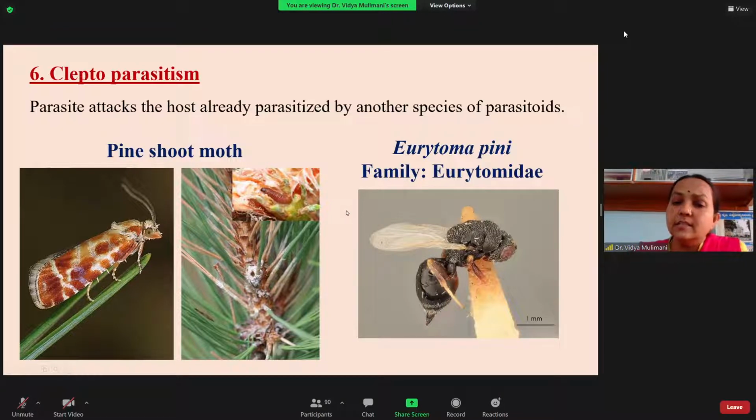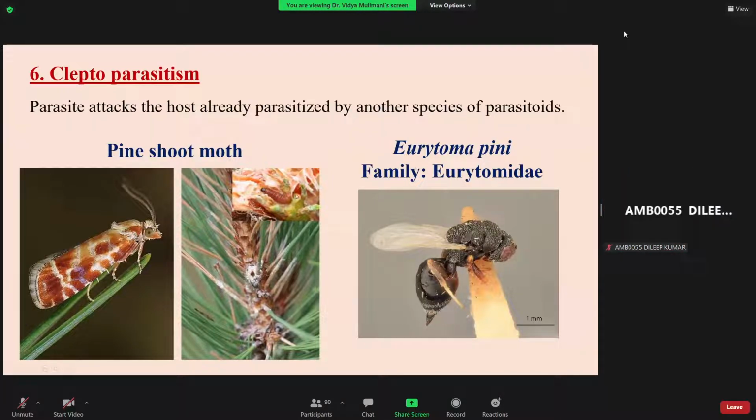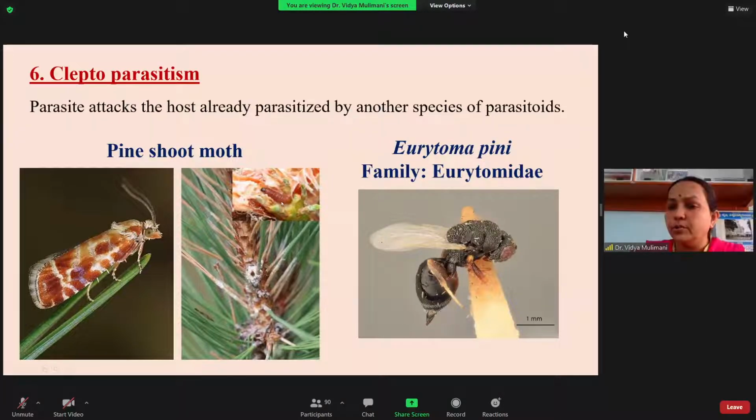So these are the 6 kinds of parasitism that you find in the case of parasitoids. Did you get what kleptoparasitism is, students? That means Eurytoma will not attack the larvae of the pine shoot unless it is attacked by the primary parasite. Only if the primary parasite has attacked the larvae of the shoot moth, then this Eurytoma pinni goes and lays the egg into the caterpillar of the pine shoot moth. So that is called kleptoparasitism.